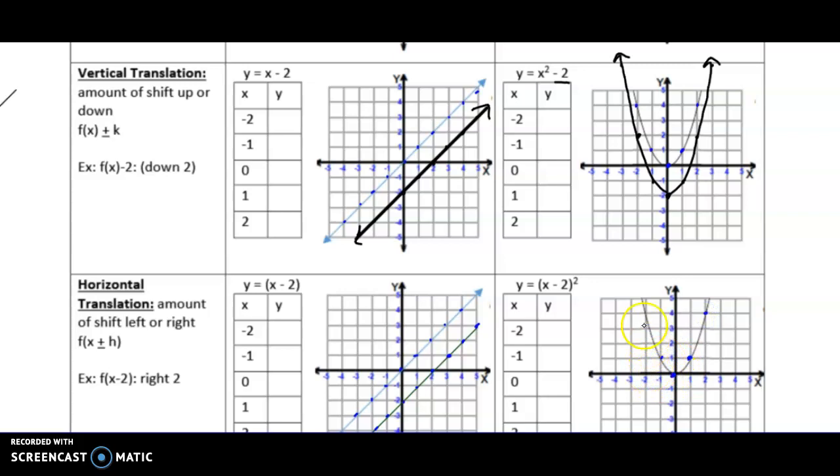So you're going to want to get your original graph on there and then shift each of those points 2 spots to the right. 1, 2. Here's my new point. Starting at (-1, 1), 2 to the right, it ends up at (1, 1). (0, 0), 2 to the right, we're at (2, 0)... (1, 1), 2 to the right. (2, 4), 2 to the right. And then just connect the dots.